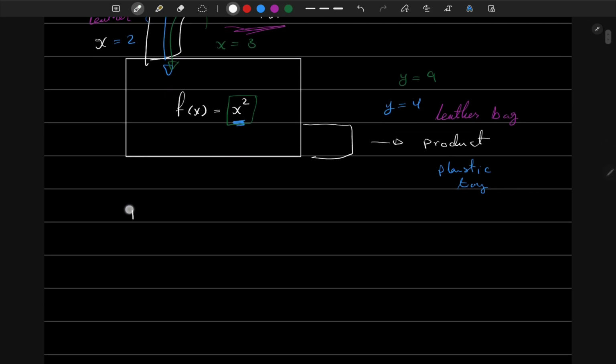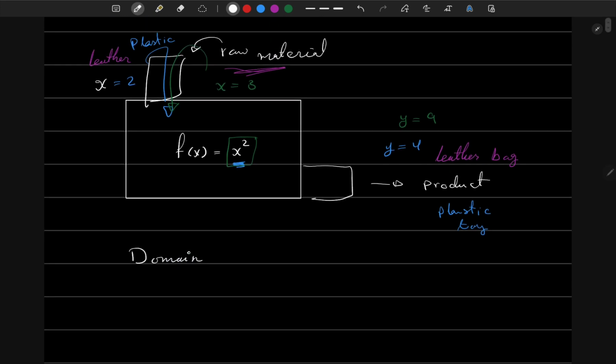And so we can use this to understand the term domain. Now, let us say that for any machine, it cannot just take anything. For example, if I put plastic, I get a plastic bag. If I put leather, I get a leather bag, and so on. But can I use just any kind of raw material that I can imagine and get a product out of it? Well, that doesn't work for most machines, actually.